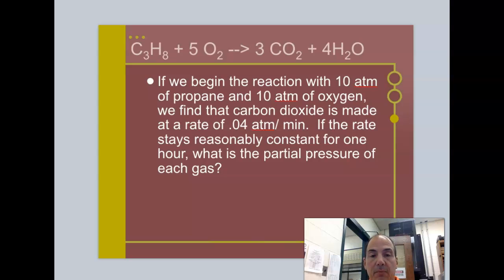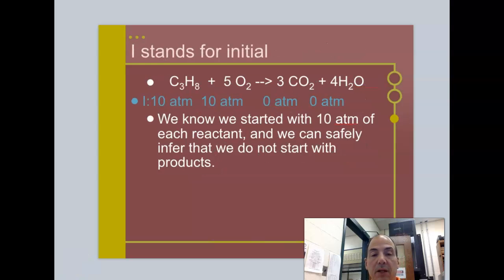So for example, if we begin a reaction with 10 atmospheres of propane and 10 atmospheres of oxygen, we find that the carbon dioxide is made at a rate of 0.04 atmospheres per minute. If the rate stays reasonably constant for 1 hour, what is the partial pressure of each gas? Let's talk about what we have in there. Initially we have 10 atmospheres of propane, 10 atmospheres of oxygen, and we could reasonably assume we don't have carbon dioxide or water yet because they're products. We don't start with products.